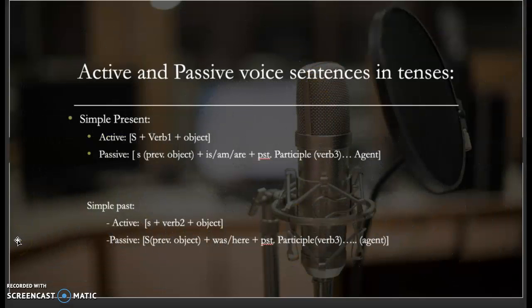Active and passive voice sentences and tenses. For simple present, for active, it is subject plus verb plus object. While passive is subject, previously the object, plus is, am, or are, plus past participle of a verb, and an optional agent. While simple past for an active is subject plus verb plus object. While the passive is subject, previously the object, plus was or were, plus past participle of a verb, and an optional agent.